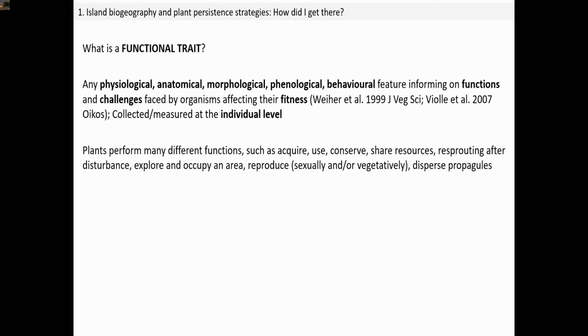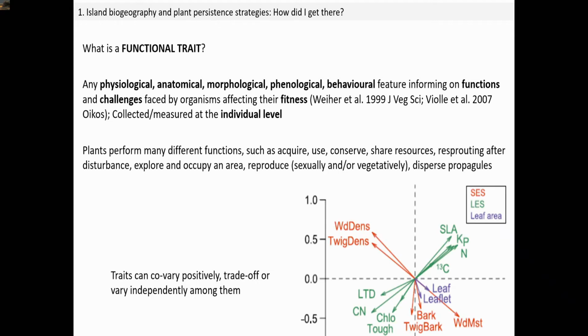And plants, definitely being sessile organisms, are performing a variety of different functions simultaneously. This includes acquisition of resources, conservation, use, and of course in clonal plants also sharing of these resources. If they have bud banks, the ability to resprout after disturbance, and again if they are clonal, the ability to explore and occupy an area, and then finally to reproduce either sexually or vegetatively or both, and to disperse propagules. And because plants are inhabiting a finite resources environment, you cannot have it all at the same time.